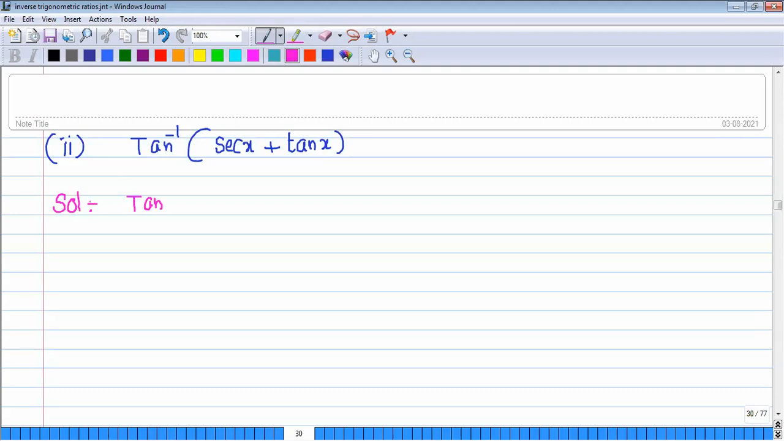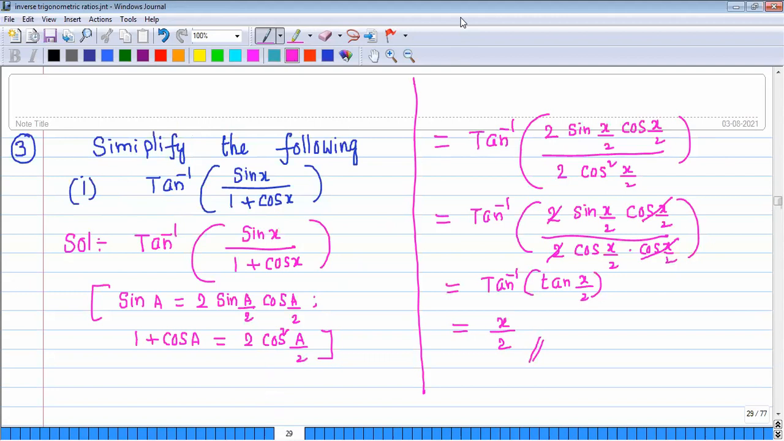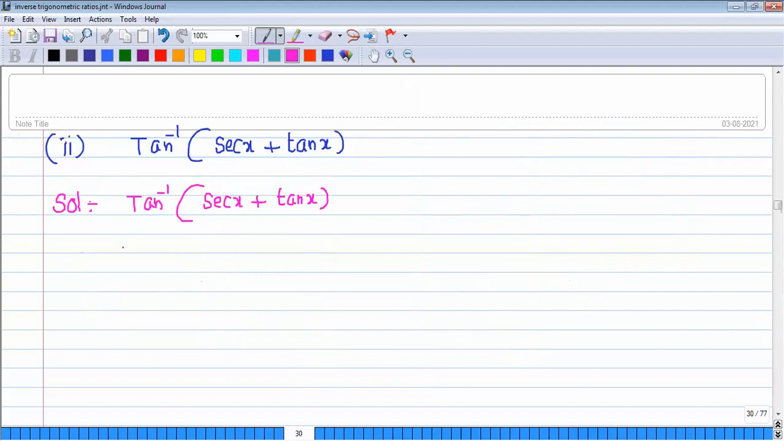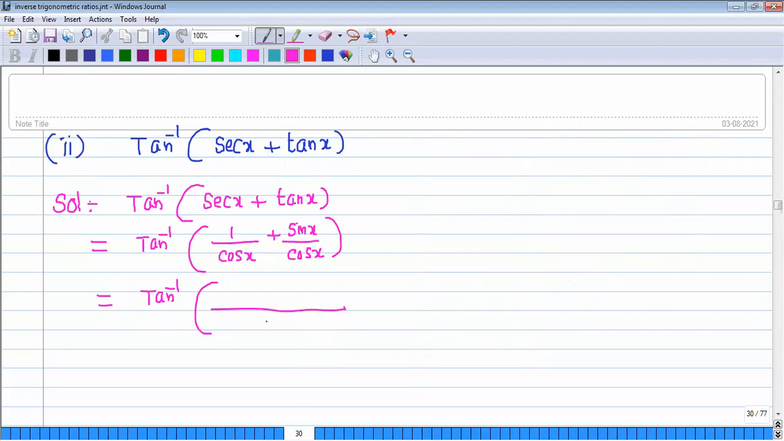Tan inverse of secant x plus tan x. So this equals tan inverse of 1 upon cos x plus sin x upon cos x. So now tan inverse of, taking the LCM, (1 plus sin x) upon cos x.